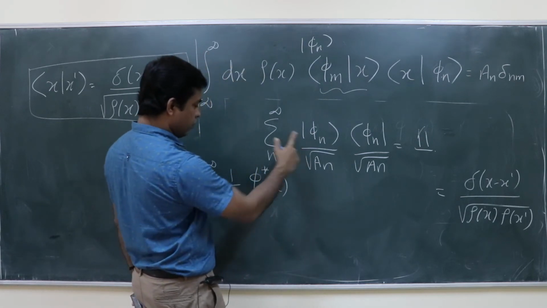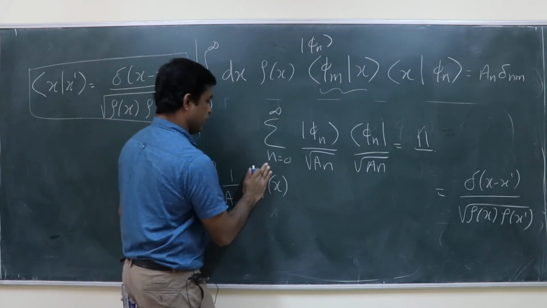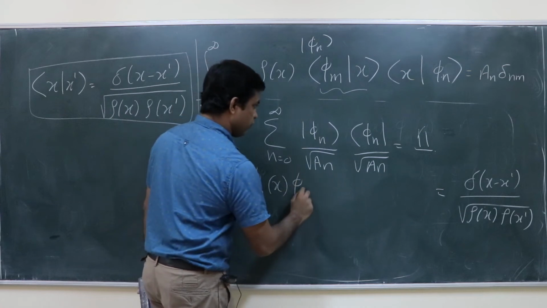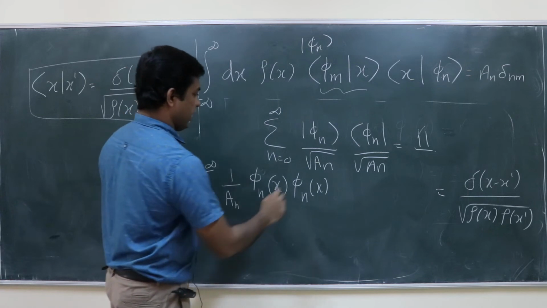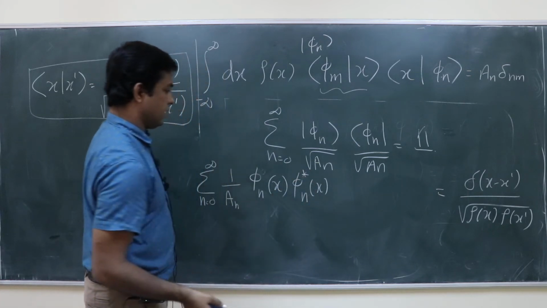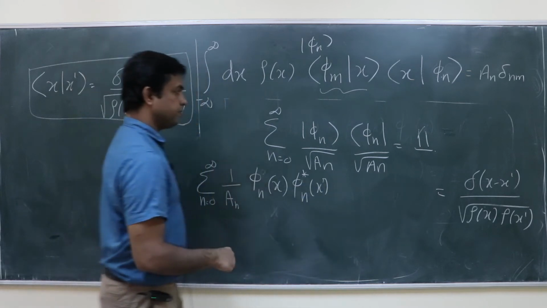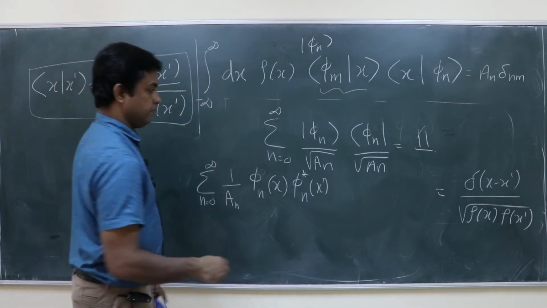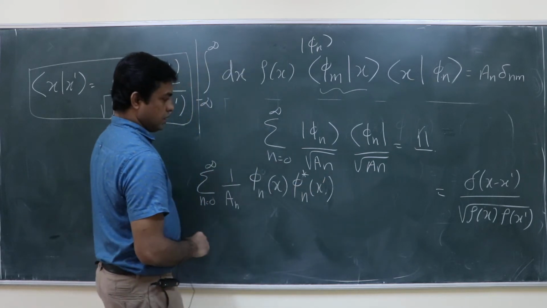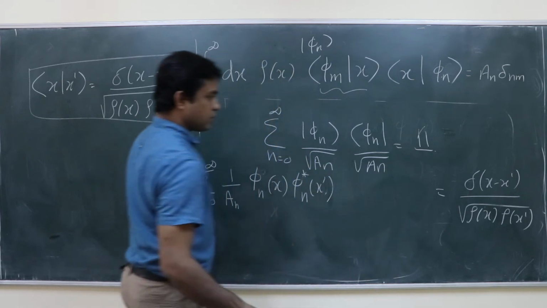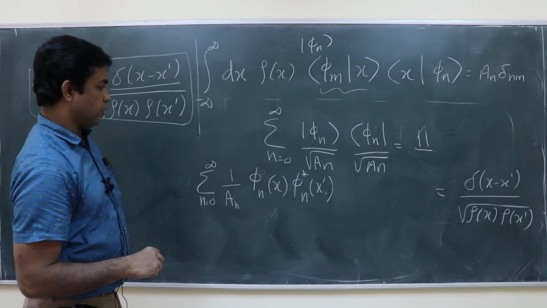Is it phi n star of x or phi n of x? Then next is phi n, phi n star of x prime, one of them is star. So this is x prime, right? Yes or no? Yes, sir. So that is equal to delta x minus x prime divided by the square root of rho of x into rho of x prime.